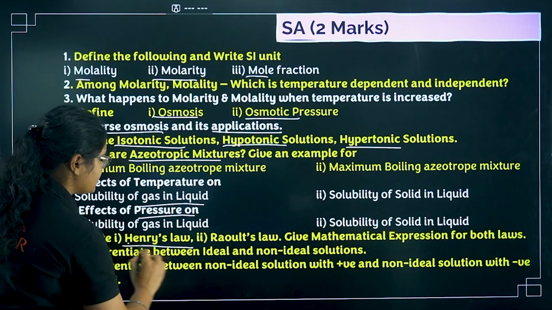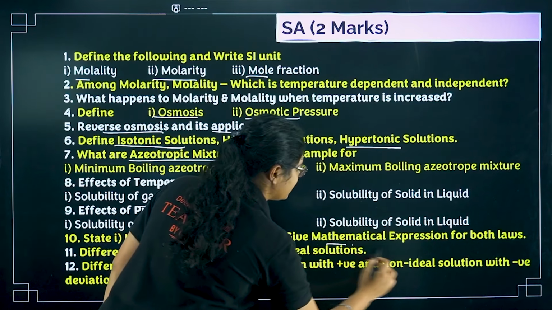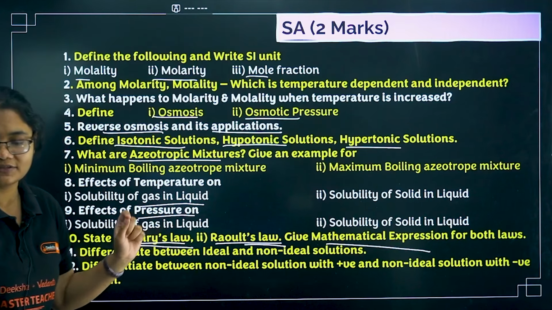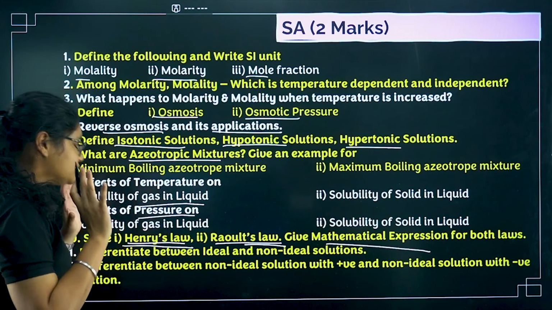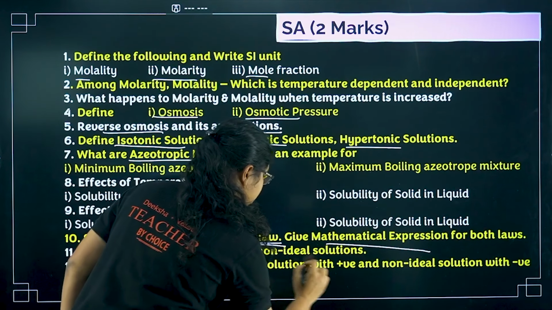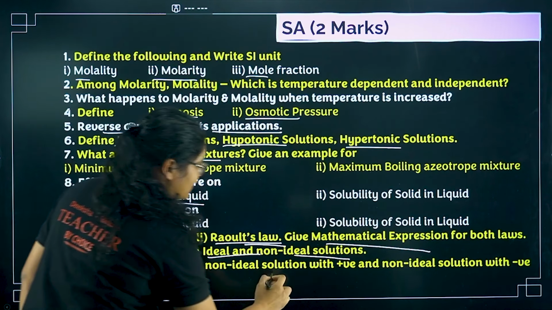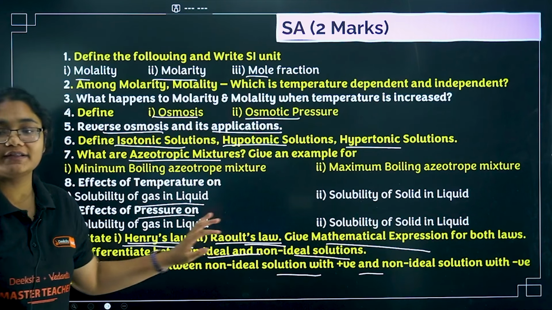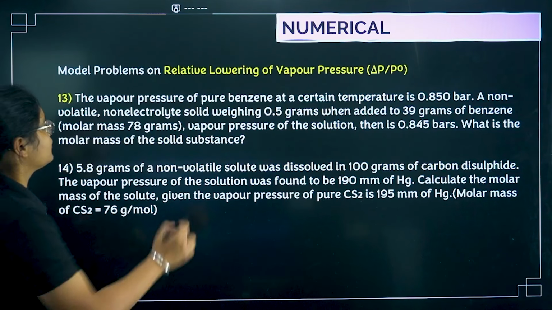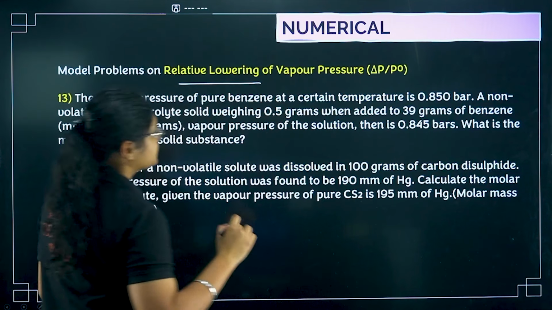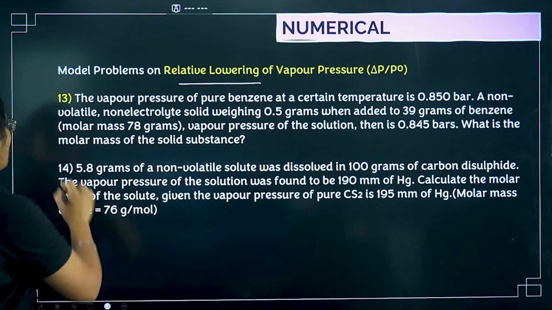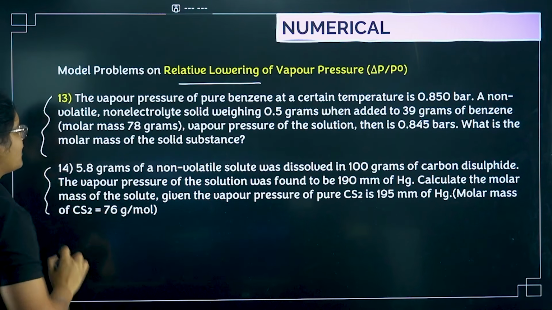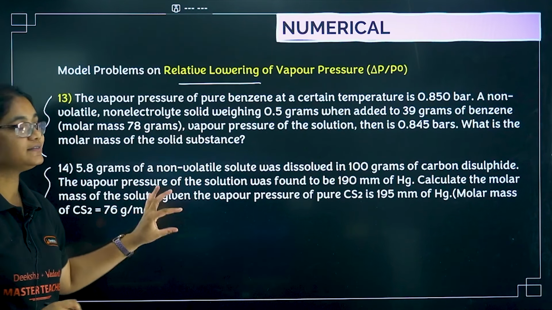Then very important is Henry's law, Raoult's law with its mathematical expression. You must revise. Next, a very important question is the difference between ideal and non-ideal solutions, and positive and negative deviation with examples. Moving forward, you should know the colligative properties, the relative lowering of vapor pressure, and here are the numericals that have been asked in previous years, so do practice these numericals.